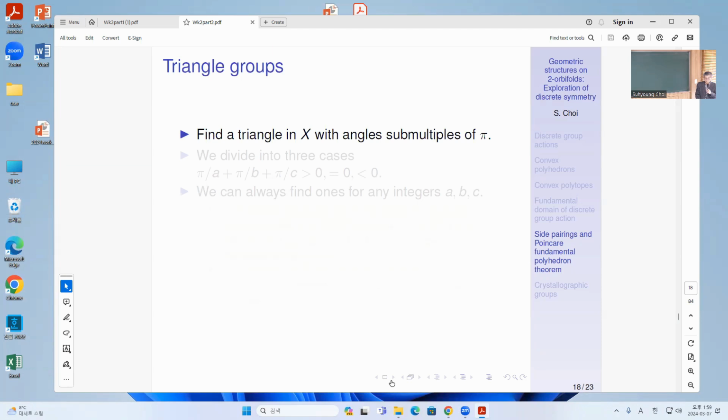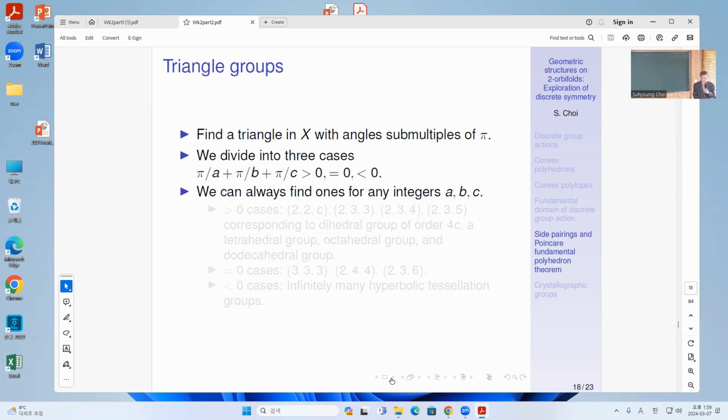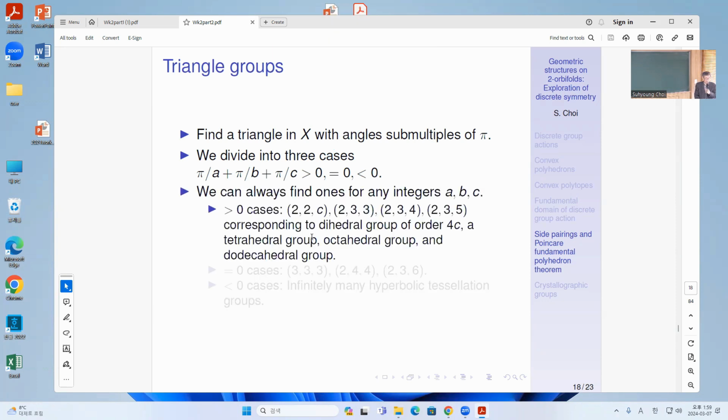Another nice example is triangle groups. So here you can find the triangle in X with angles some multiples of pi. Then we divide into two cases: the angle sum bigger than pi, equal to pi, and less than pi. So this is the bigger than pi case again. Then these are all the cases.